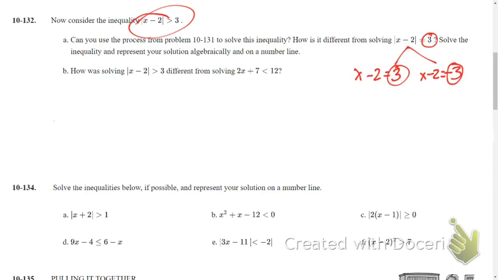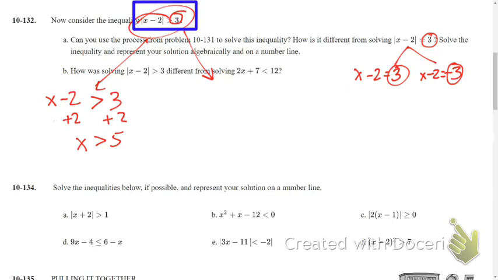Now, same deal when we go over inequality, absolute value. You're asking yourself, what are my solutions that will make this true, where the solution is going to be greater than 3. So what is x minus 2 greater than 3? If I were to solve that, I would have to add 2, and I'd say x has to be greater than 5. So any number bigger than 5 will make this inequality true.